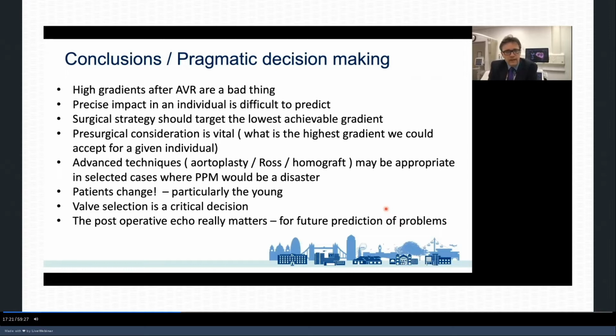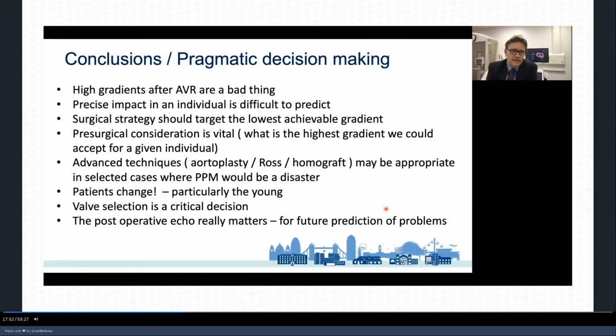Advanced techniques with aortoplasty, Ross, or homograft may be appropriate in selected cases where patient prosthesis mismatch would be a disaster, but not to forget that patients change, and particularly young patients. And we see a large number of people that have been intervened on in their 20s who have put on a lot of weight as they move into their 30s and 40s, and this has a real impact on the obstructivity of the valve. Consequently, valve selection is critical in the decision.